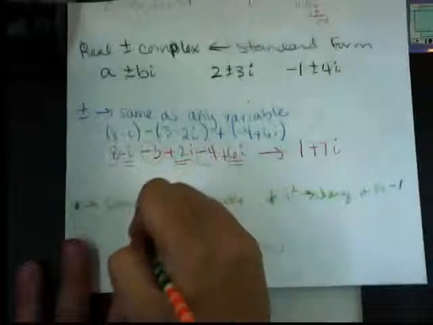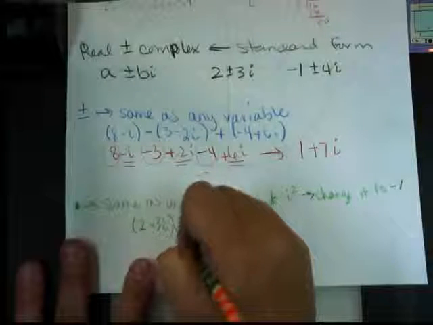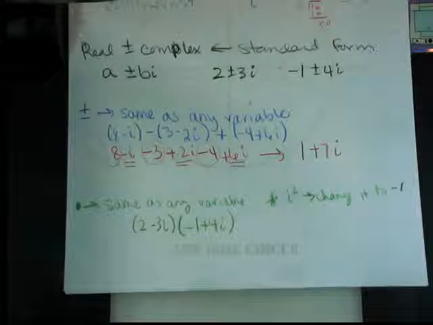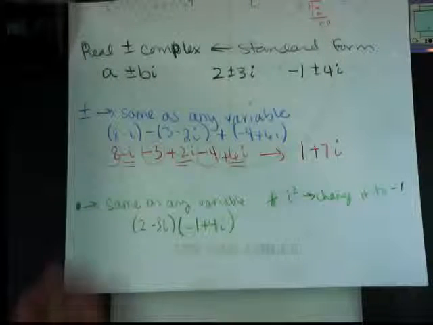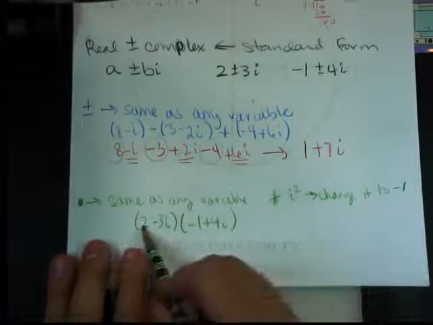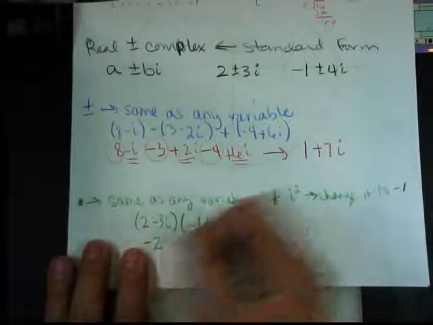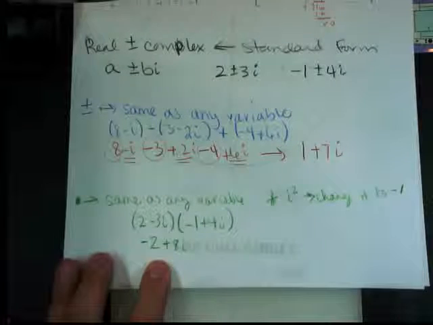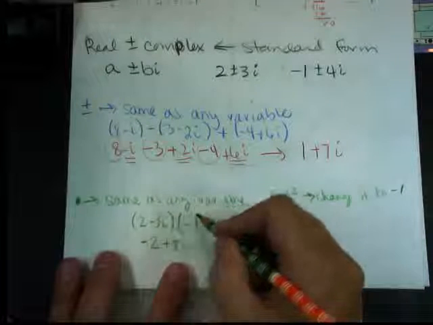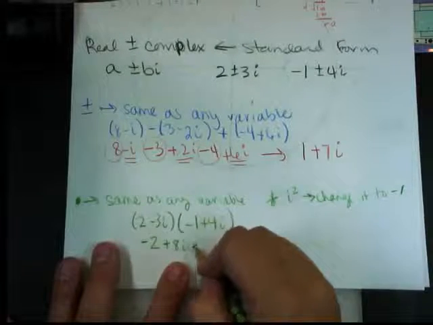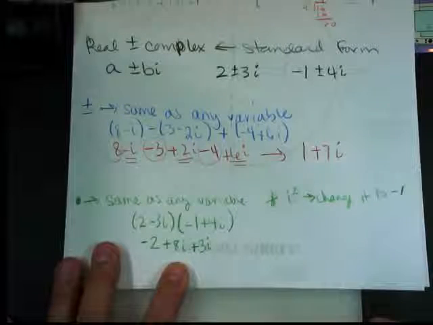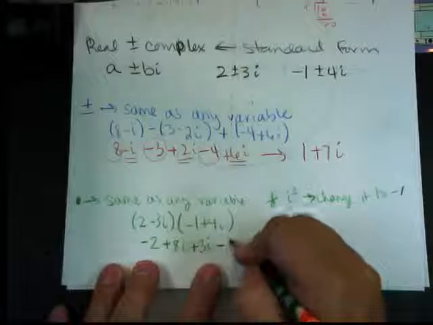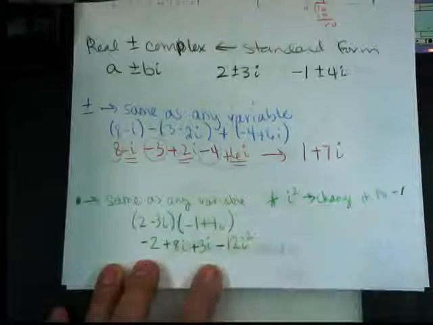All right, so let's look at 2 minus 3i times -1 plus 4i. When I distribute, 2 and -1 is -2. 2 and 4i is 8i. Just like it was an x, we multiply the same. Minus 3i times minus 1 is plus 3i. Minus and plus is minus. 3 and 4 is 12i squared.